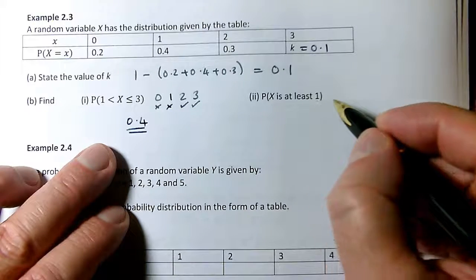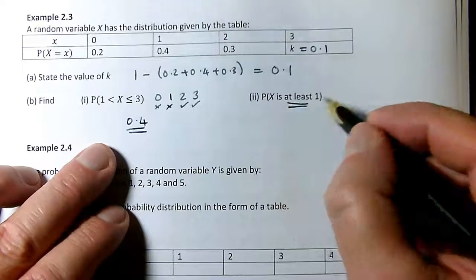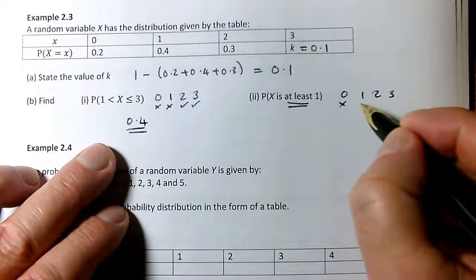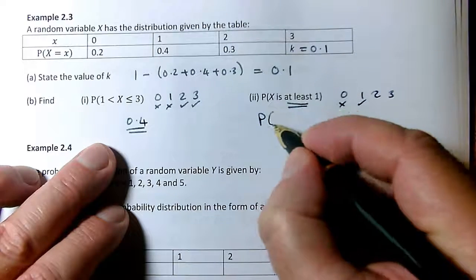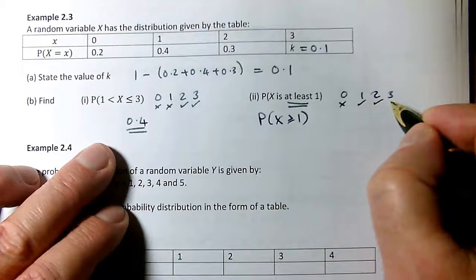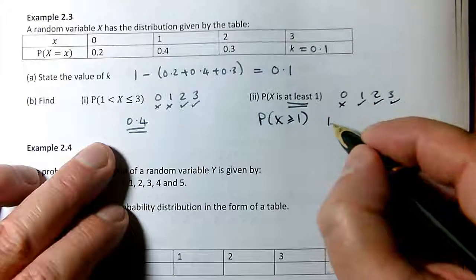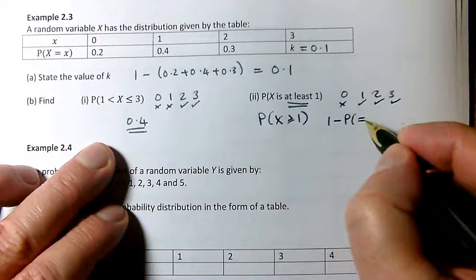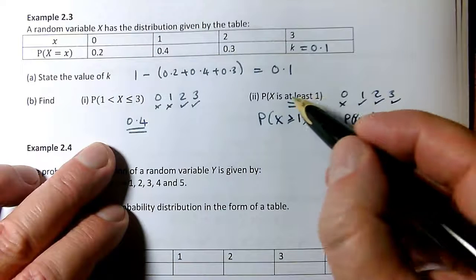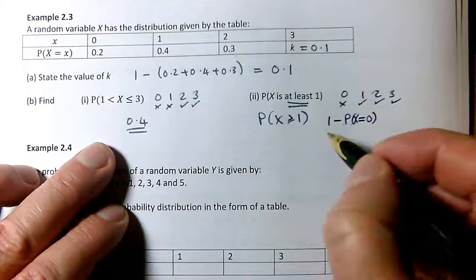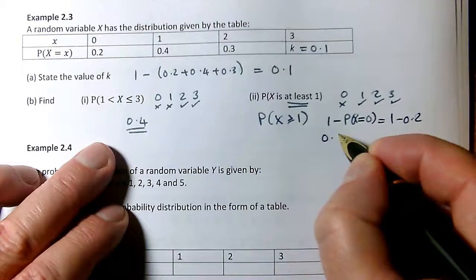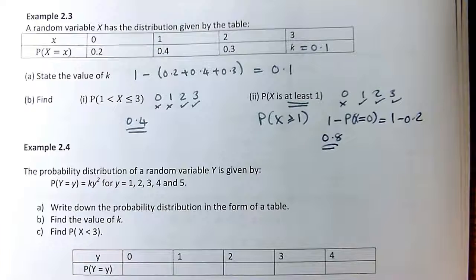And the probability that x is at least 1, so at least means, well, 0, 1, 2, 3. Can't be 0, that's not at least 1. 1 is at least 1, so this is the probability that x is greater than or equal to 1, is another way of writing it. So we want 2 or 3, so it's everything except 0. So I'm going to do 1 minus the probability that x is 0. Once again, the probability of being at least 1 is 1 minus the probability it's 0. So this is 1 minus 0.2, so the answer is 0.8. So that was dead easy. So let's go on to the next one.